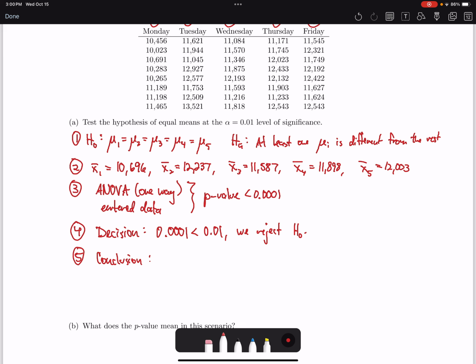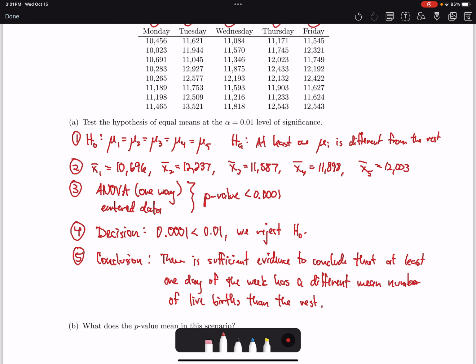Okay, so go ahead and pause the video and see if you can write down a conclusion. Your conclusion should say something like, there's sufficient evidence to conclude that at least one day of the week has a different mean number of live births than the rest. The test itself doesn't tell us which day is different, but you could look at those side-by-side box plots. You could also just look at step 2 and notice that 10,696 is quite a bit less than all the rest, so that seems to be where the difference lies.